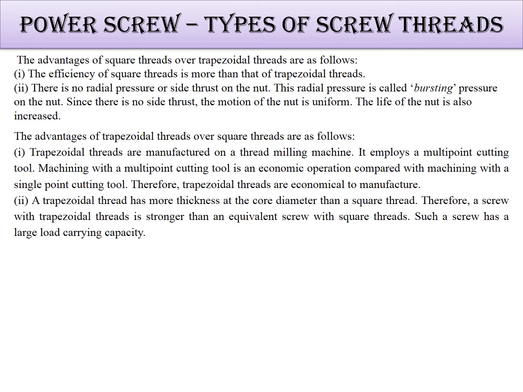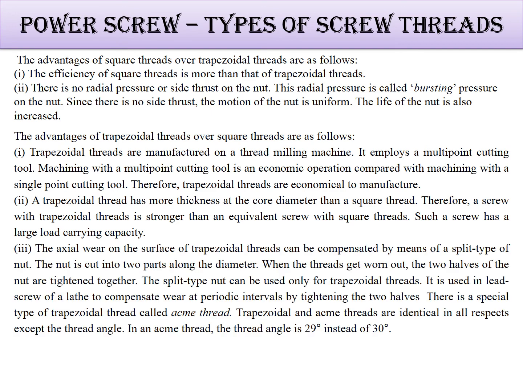And trapezoidal threads have more thickness at the core diameter than a square thread. In square thread everything is the same, and in trapezoidal the base is strong. That's why it has a stronger thickness. So it has a very large load carrying capacity. And the axial wear on the surface of trapezoidal thread can be compensated by means of a split type of nut. Okay, so this can be used.